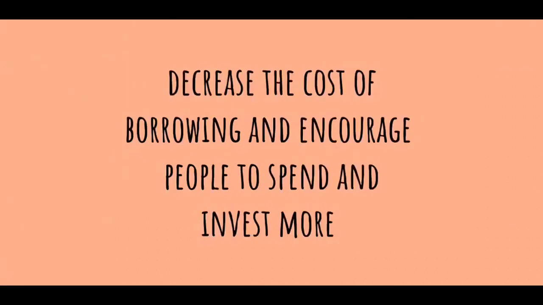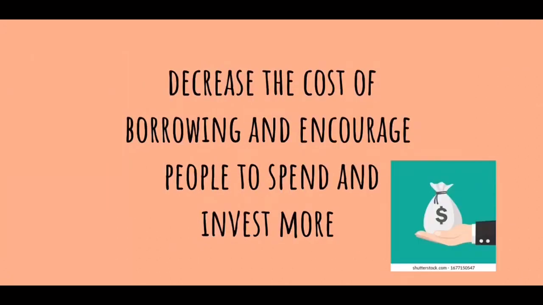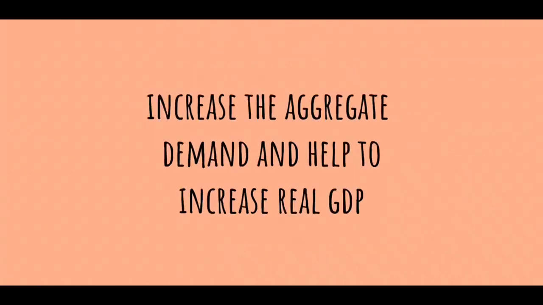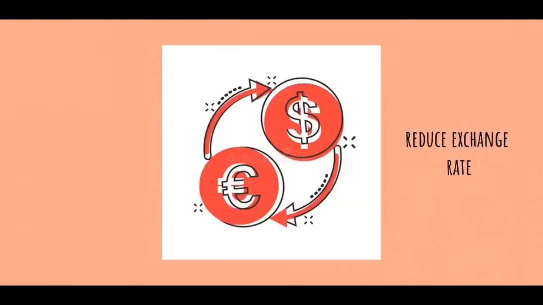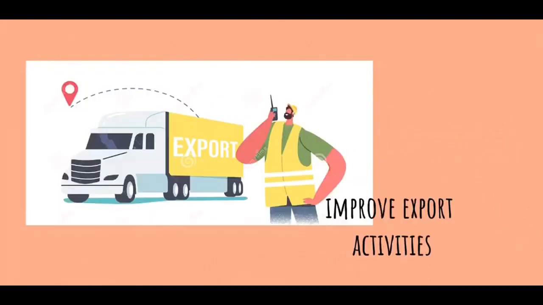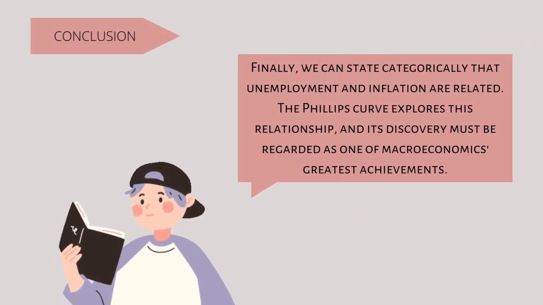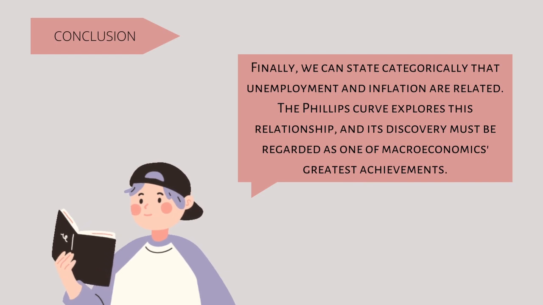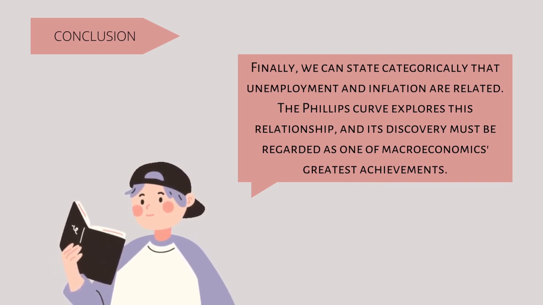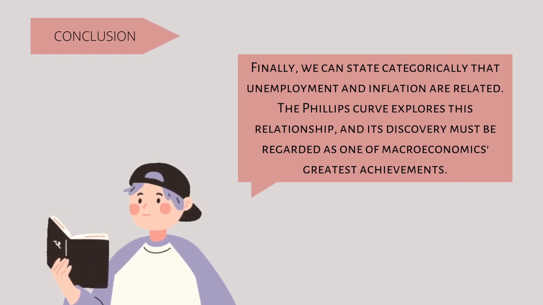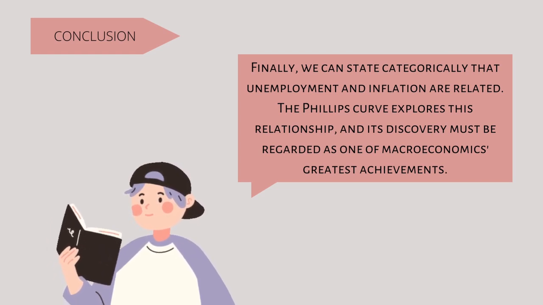Lower rates decrease the cost of borrowing and encourage people to spend and invest more. This increases aggregate demand and should also help to increase GDP, and furthermore, lower interest rates will reduce the exchange rate, which makes exports more competitive. In conclusion, we can state categorically that unemployment and inflation are related. The Phillips curve explores this relationship, and its discovery must be regarded as one of macroeconomics' greatest achievements. Thank you.